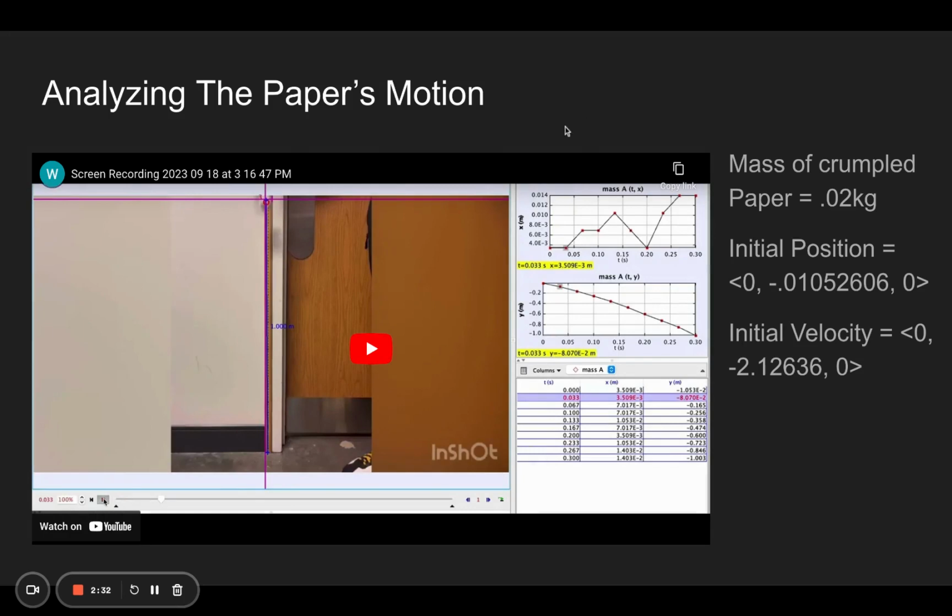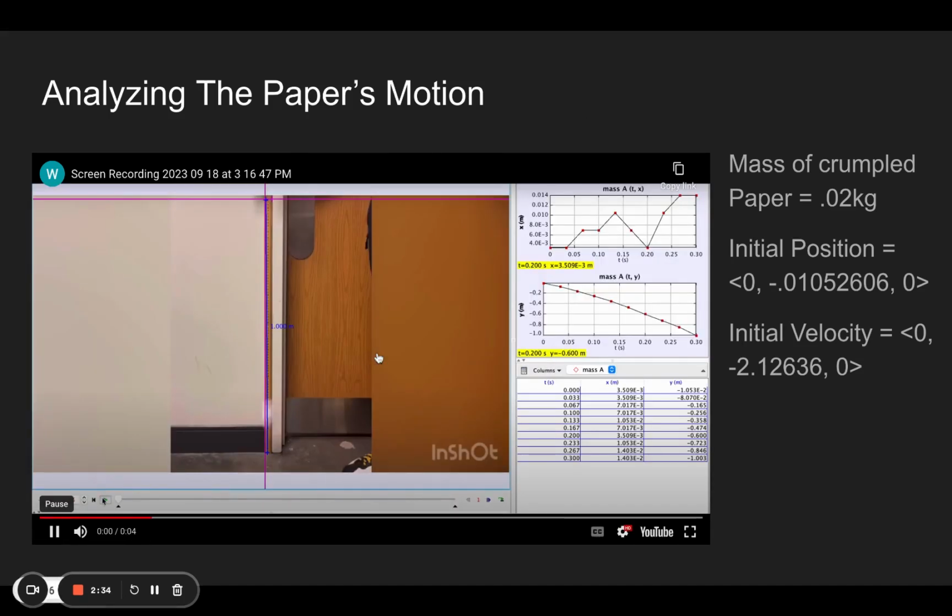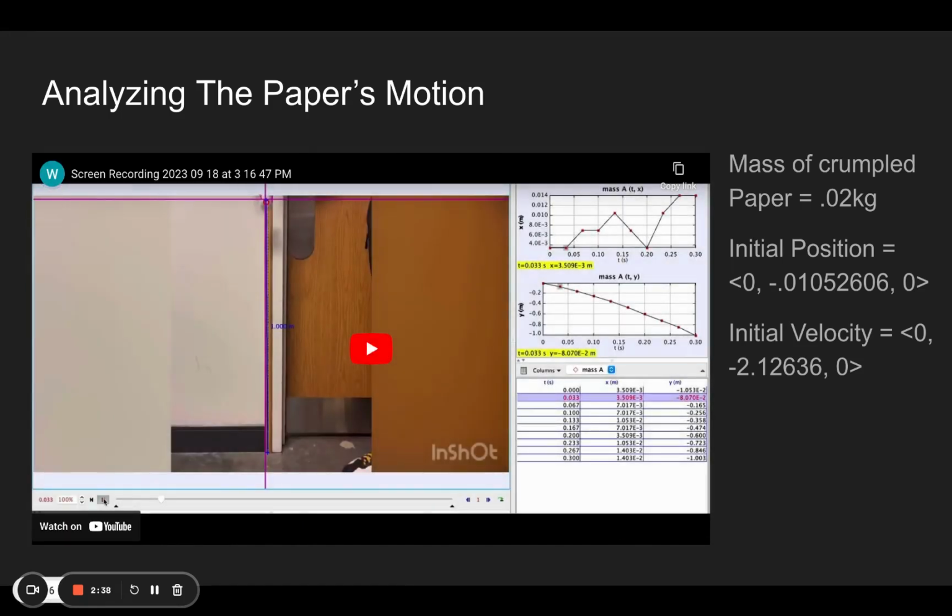Here's the video to analyze the paper's motion. As you can see, the crumpled paper falls downward with an increasing speed due to gravitational force. The mass of this paper is 0.02 kilograms. The initial position vector is 0, negative 0.01052606. The initial velocity vector is 0, negative 2.126360.